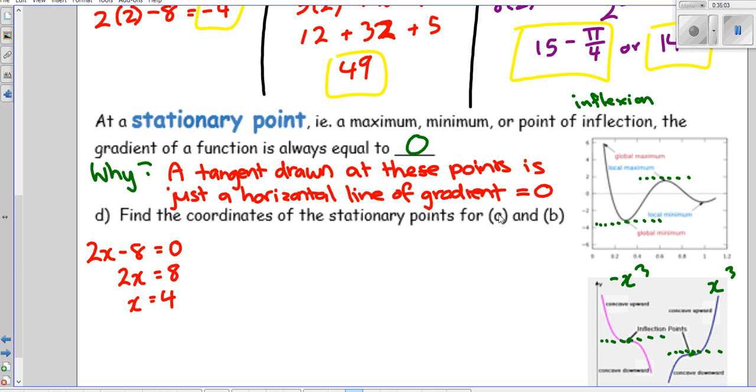Yeah, so that's understandable. So notice I've said find the coordinates of any stationary points. It's just that this is weird and new stuff for you.